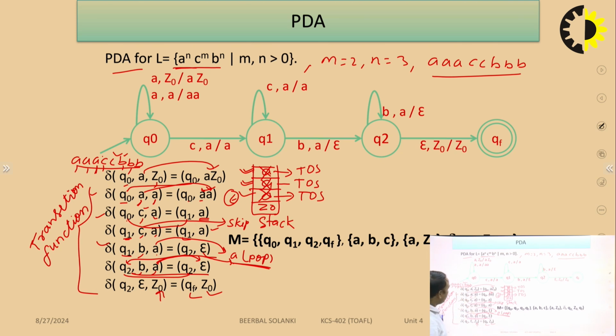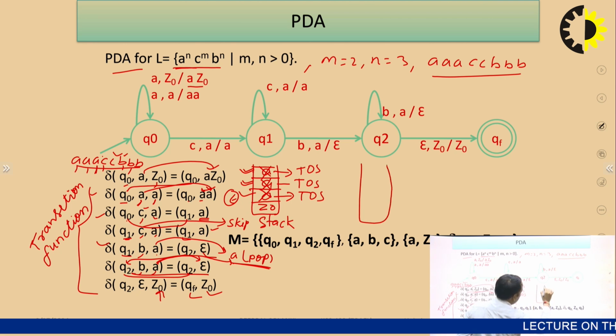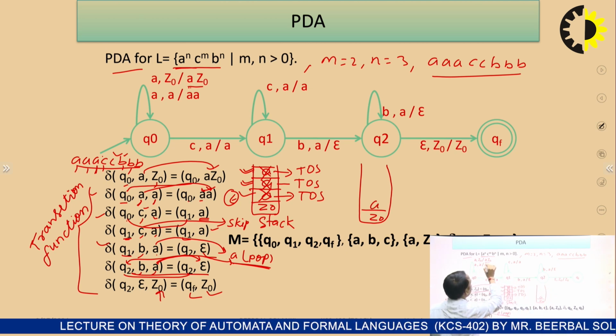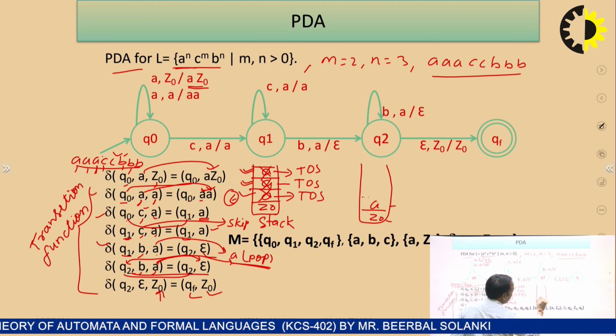In the transition diagram for the given language, we start from the initial state and insert the start symbol Z0 and read the input alphabet A. What will we do? We simply insert the A, that is AZ0. The start symbol is Z0. If we read A, then we insert it into the stack, that is AZ0, with A on top of the stack.